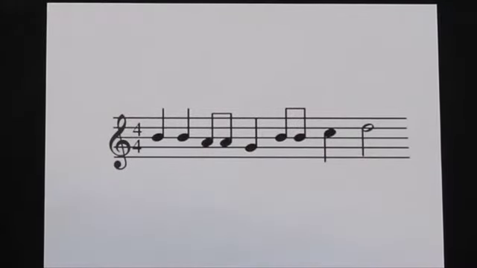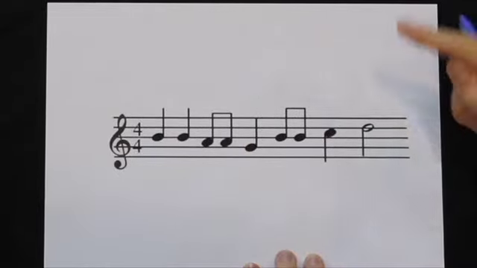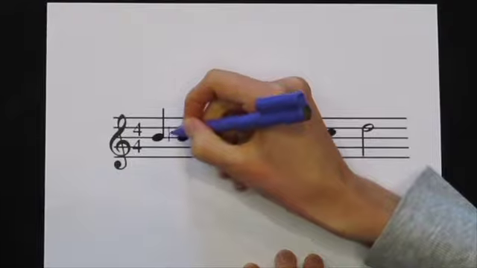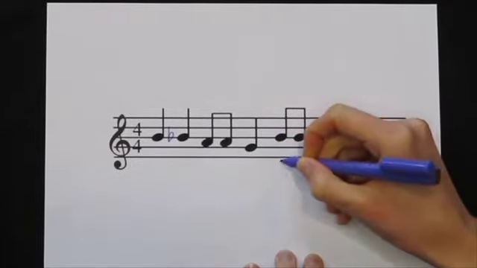An important rule to know about sharps and flats is that when we use a sharp or a flat once in a bar, it affects all the notes on the same line or space as the accidental that follow in that bar. For example, if this B has a flat, these Bs will also be flattened.